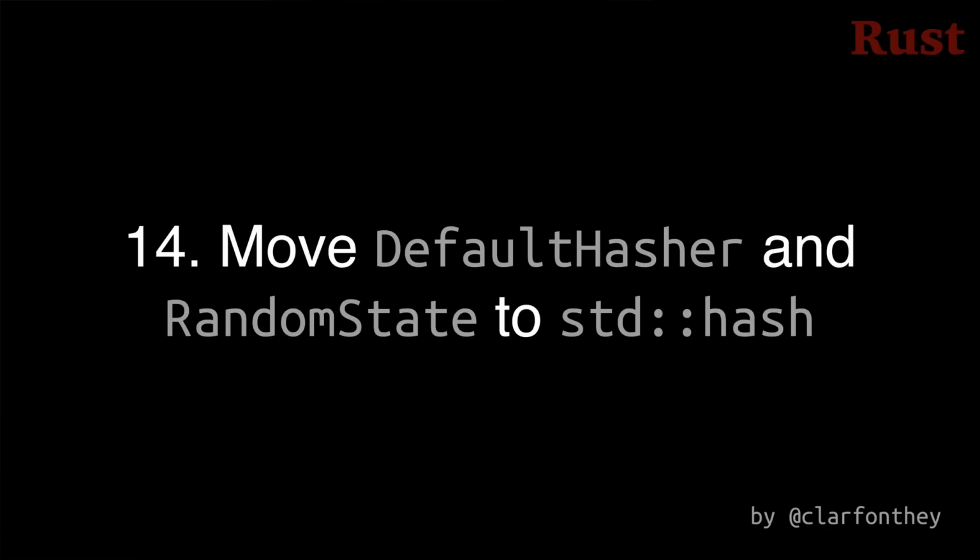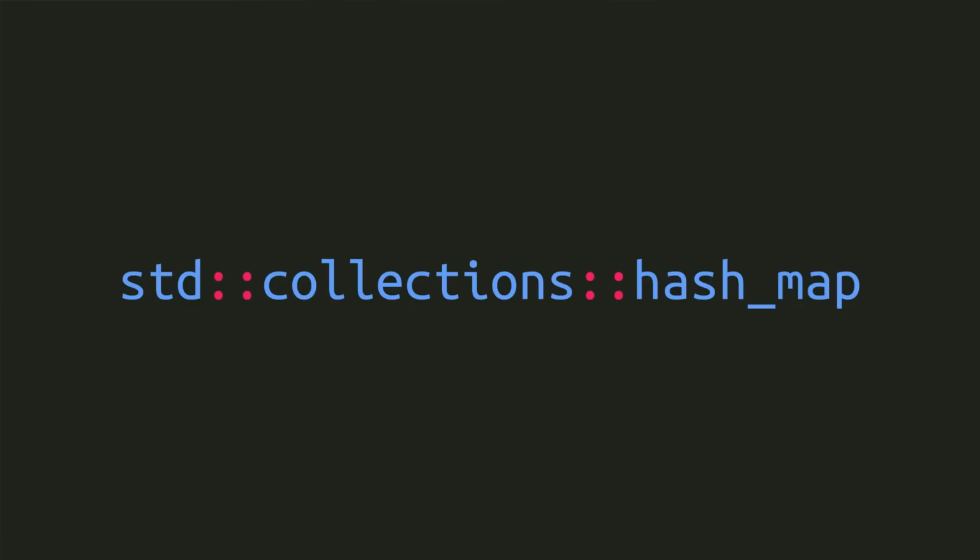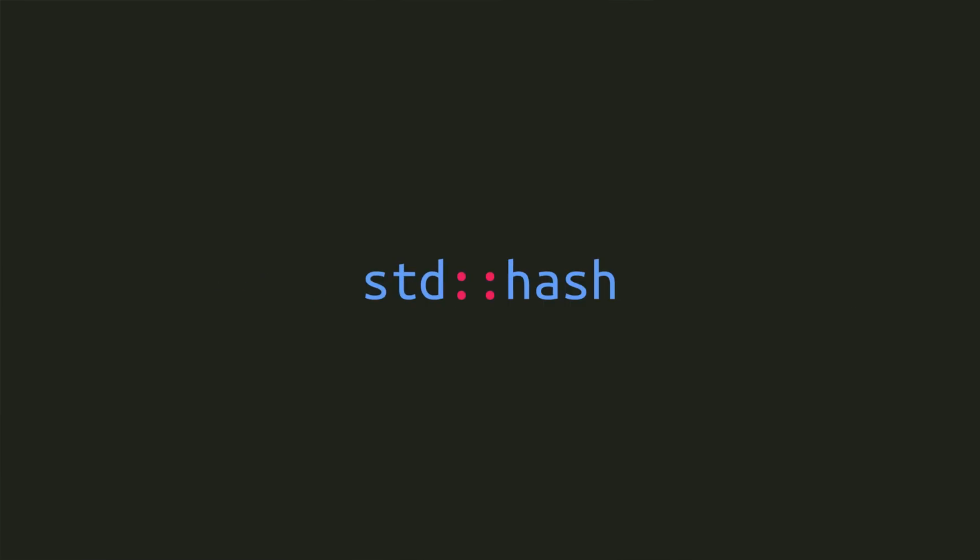Number 14. Most of the general hashing code lives in the standard hash module with the notable exception, up until now, of the DefaultHasher and RandomState structs, which have lived in the standard collections hashmap module. But that has made it harder than necessary for people to find them, so they've been moved to the standard hash module with the rest of the hashing stuff. But fear not, they are still re-exported from the old location, so no old code will break. They just live in a more sensible place now. I tested out auto-completion with Rust Analyzer, and it already auto-completes from standard hash after the change is made, which is pretty cool. Now it's time to go through the stabilized APIs for this release.